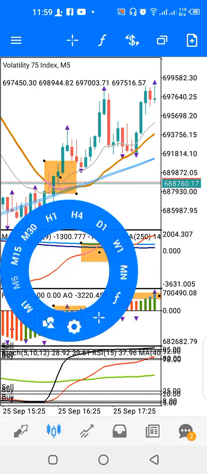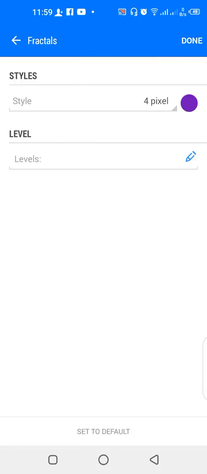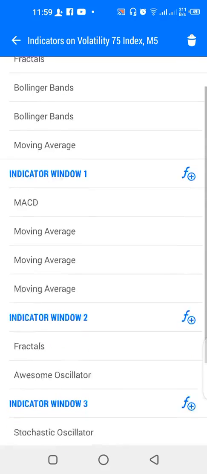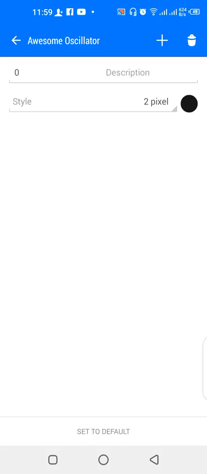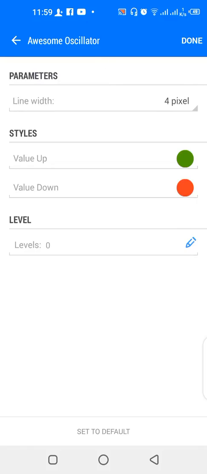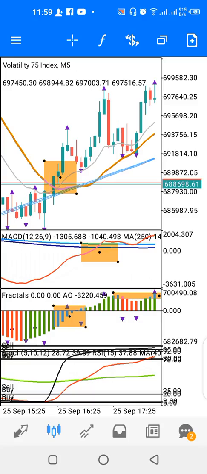Let's look at the parameters. For indicator window 2, you have fractals, and then you also have an oscillator. The value up color is blue, value down color is red, and then you have the level, which is 0, color is black. Now let's go to the last indicator window.